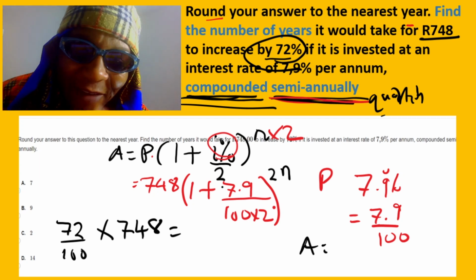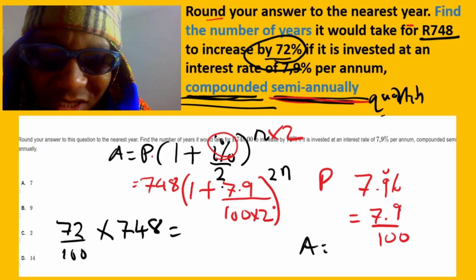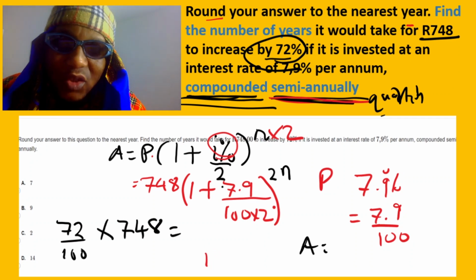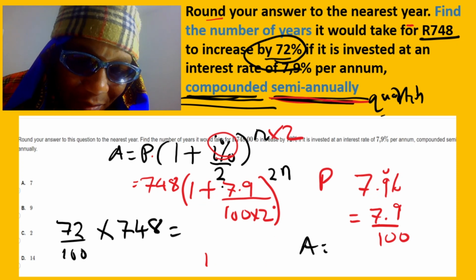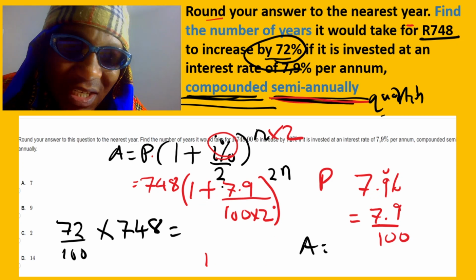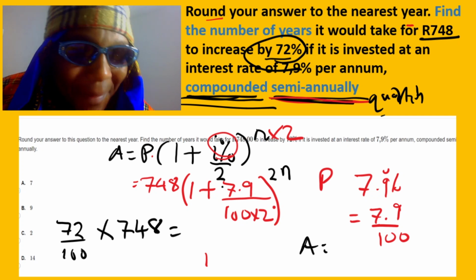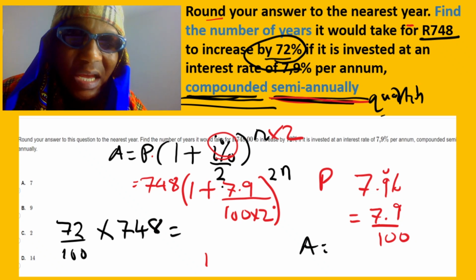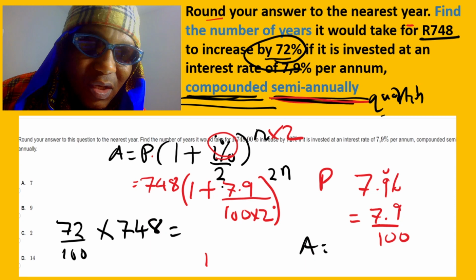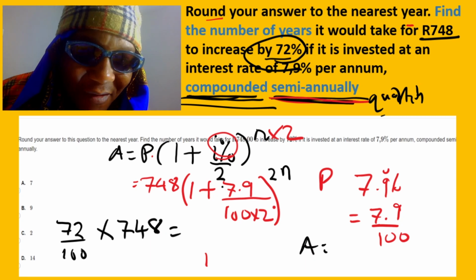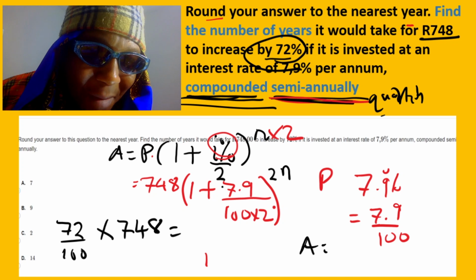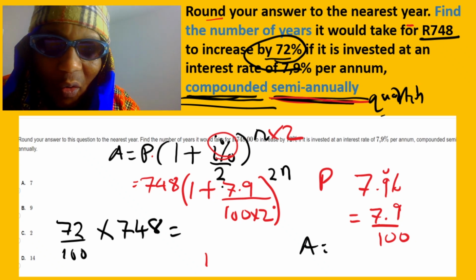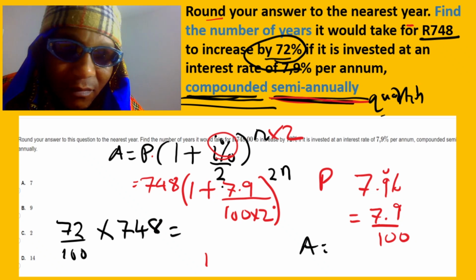But remember, you're going to have to add it to the original. Let me not beat about the bush, let's get to the point. This is the amount of increase, but we must add it to the original, because they say the amount was increased by 72%. So what is the original amount? Our original amount is 748, and the amount which has been increased is 1286.56.